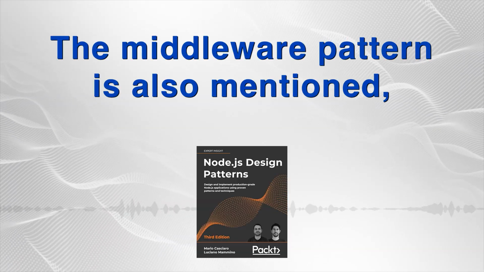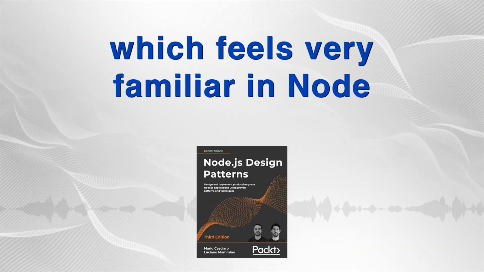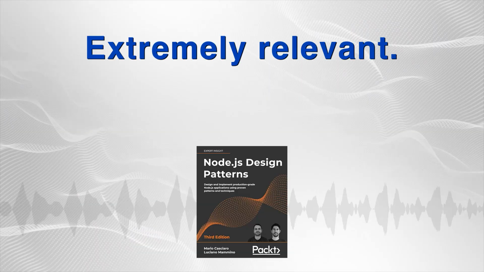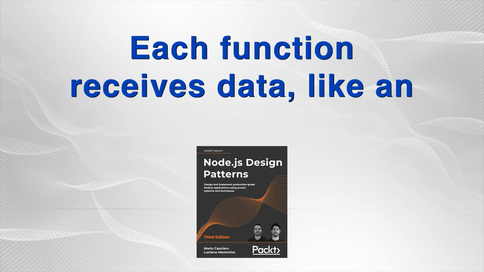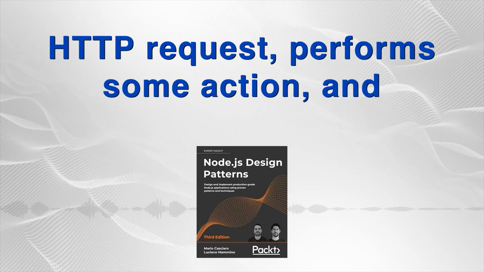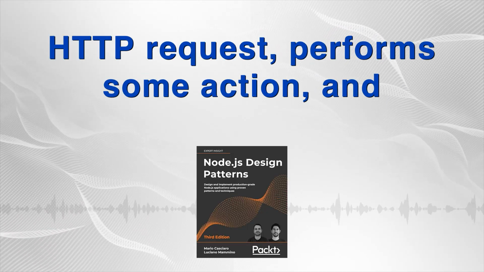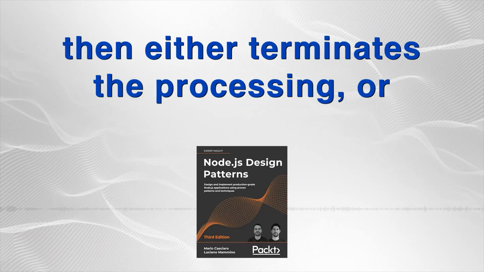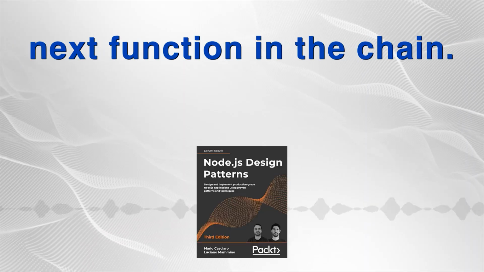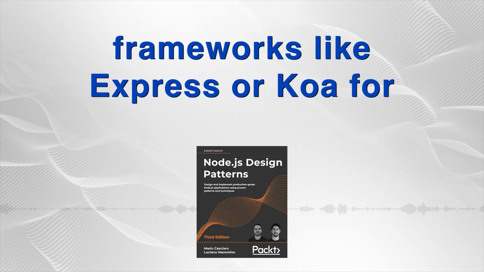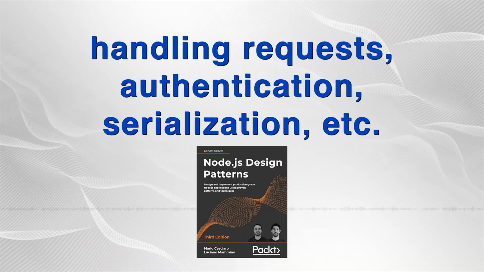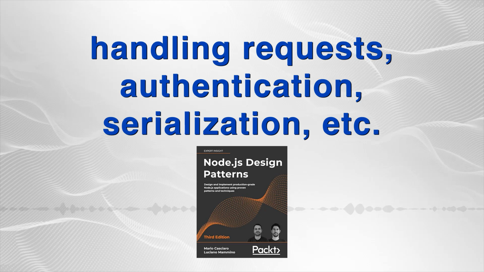The middleware pattern is also mentioned, which feels very familiar in Node.js web development. Extremely relevant. Middleware creates a pipeline of processing functions. Each function receives data, like an HTTP request, performs some action, and then either terminates the processing or passes the data along to the next function in the chain. This is the core mechanism behind frameworks like Express or Koa for handling requests, authentication, serialization, etc.